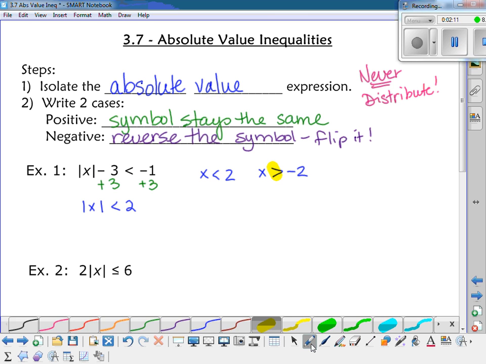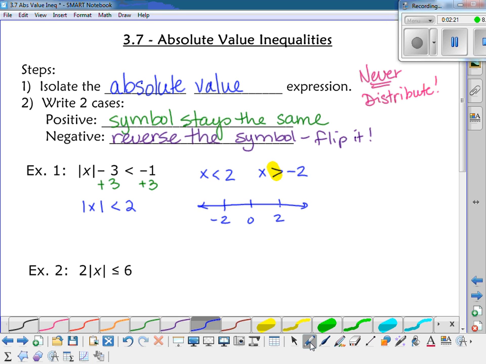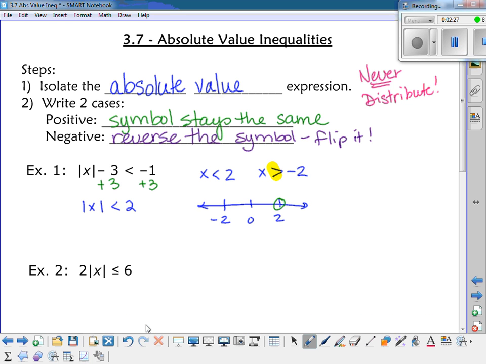I'm going to graph it so I can figure out if it's an and or an or. Well, let's find out. X is less than 2. So I'm starting at the 2 and I'm going that direction. X is greater than negative 2 would be an open circle, negative 2 going that way. So since it goes together, it's an and.